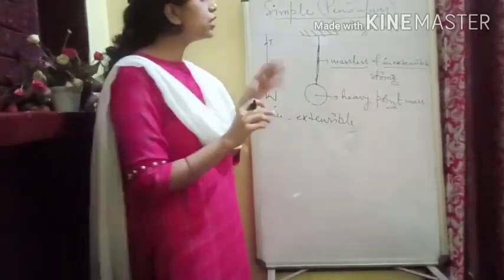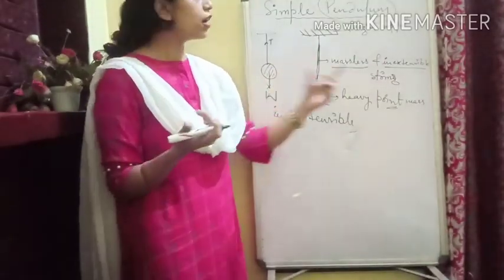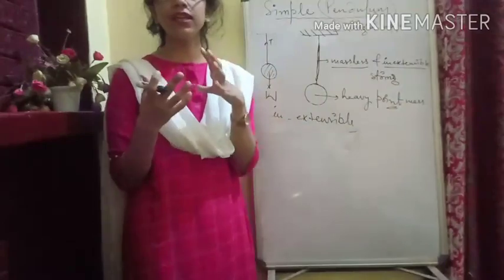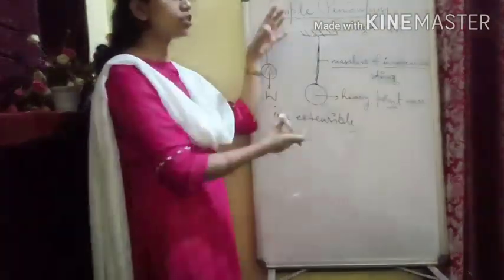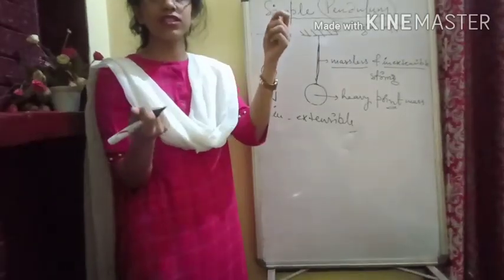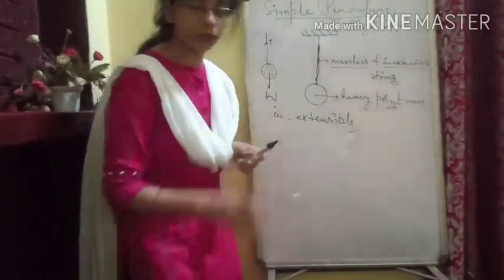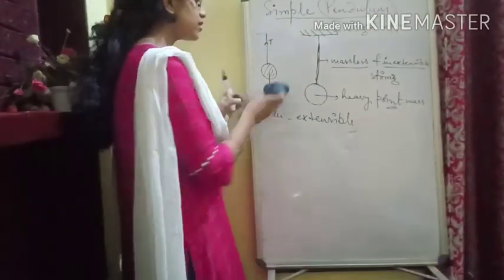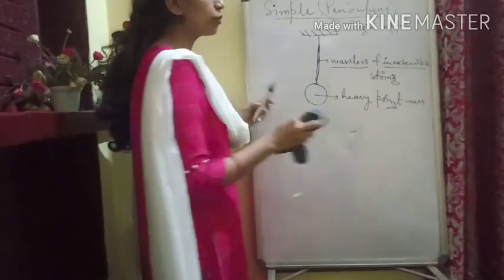And you see, these are all ideal conditions. Massless is an ideal condition, of course, and inextensible. You are taking a string which is inextensible, or you can say the tension throughout is the same, or it is not stretching that easily. And that's how we are taking a system which is massless and inextensible. So here we are with our system. I hope it is clear now.